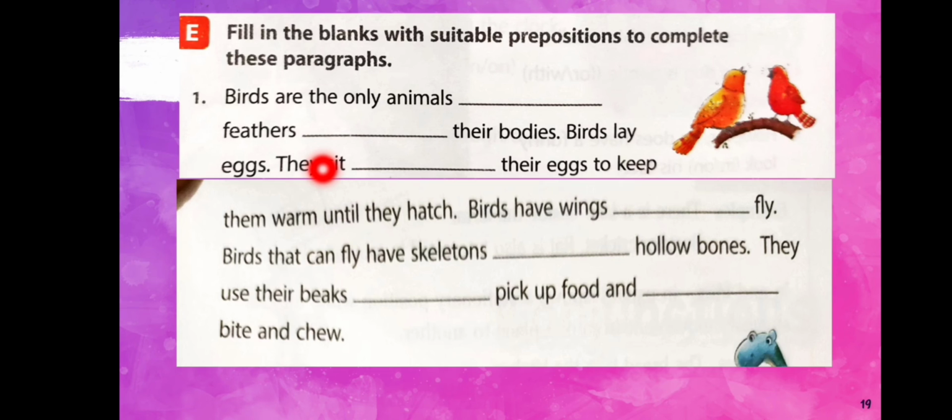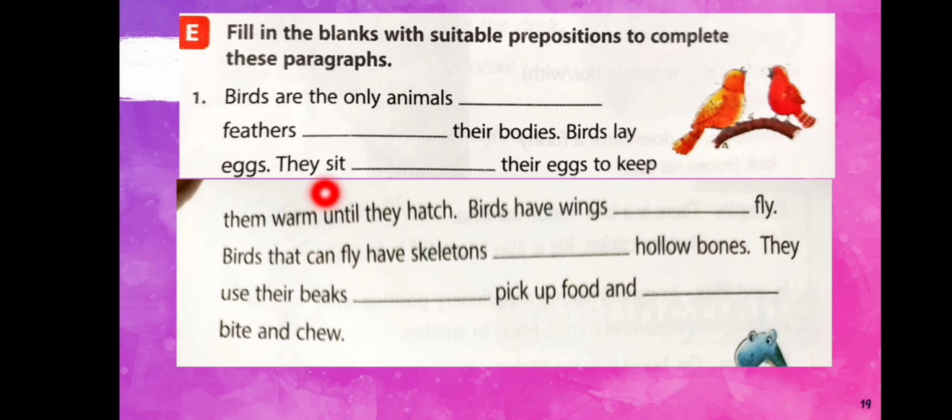Now let's take exercise number E. Fill in the blanks with suitable prepositions to complete this paragraph. Here they have given three paragraphs. Let's do the first paragraph by filling in the suitable prepositions. First, you have to keep in mind all the common prepositions. Then we can start. Birds are the only animals with feathers on their bodies. Feathers are on their body, right? So, on their bodies.